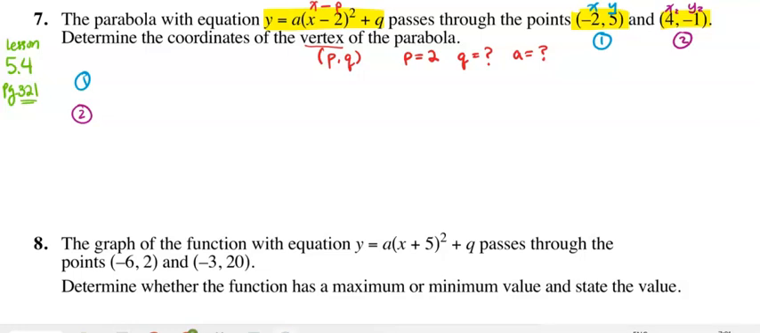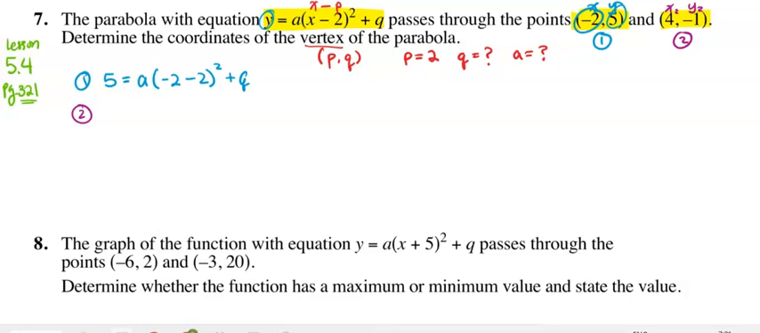But let me correct myself. These equations aren't necessarily linear, but they are systems of equations. Okay, so I'm going to replace my y value here with positive 5, which is equal to a, that's my first unknown, x, I know to be negative 2, minus 2 squared plus my second unknown value, which is q.